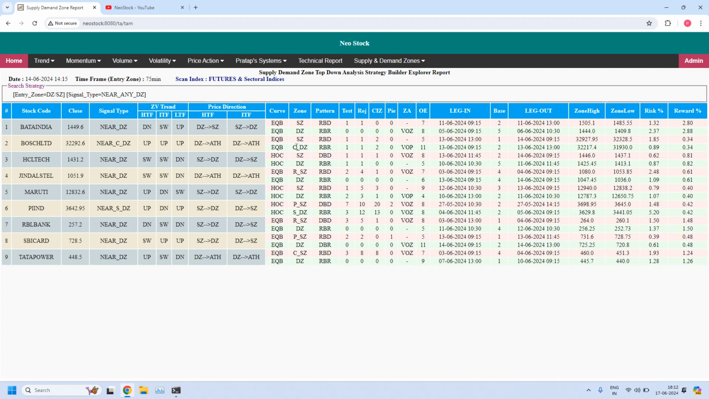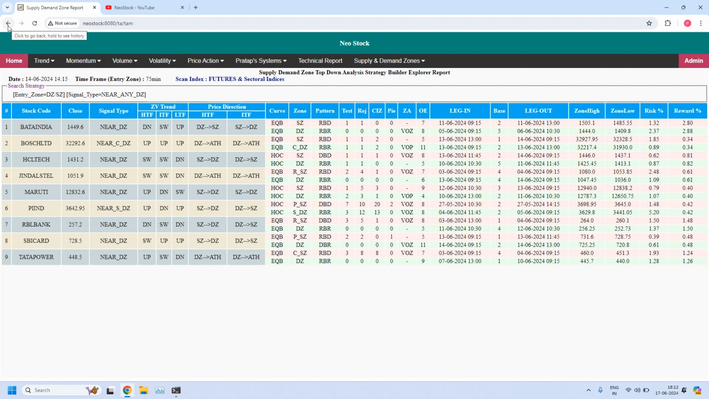Bullish is having a high liquidity demand zone, already tested once and one rejection. Next one is PI Industries. This is already tested 3 times and 12 rejections from this zone. That's it. We have identified 2 high liquidity 75 minutes demand zones from this list.